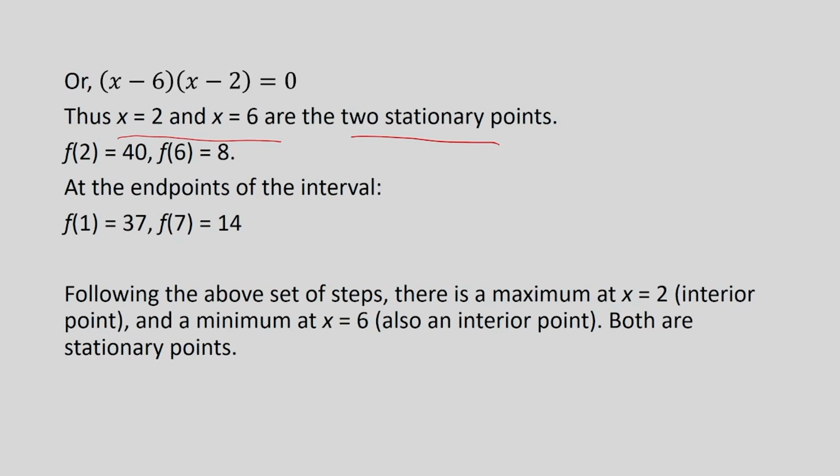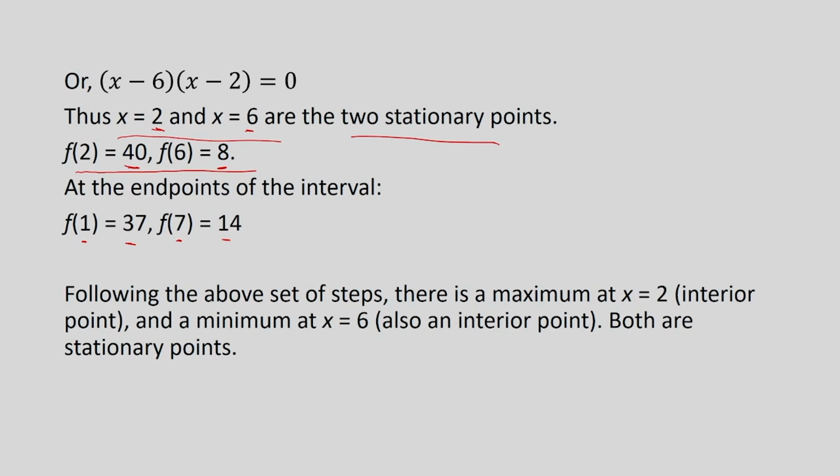So, what we do next is that we first find out what are the values of the function at the stationary points. So, I have put f of 2 because 2 is a stationary point. So, f of 2 is found out to be 40, and f of 6, the other stationary point, is equal to 8. So, these are the values of the function at the stationary points. What about the endpoints? We have to evaluate the function at the endpoints. So, remember the endpoints are 1 and 7. So, f of 1 is found out to be 37, f of 7 is found out to be 14.